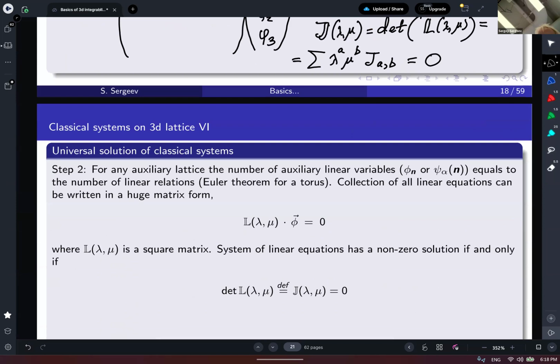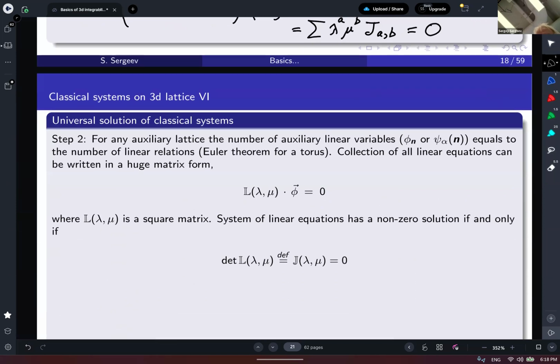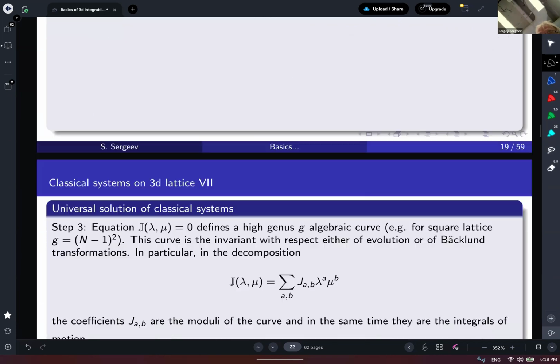All this is written below. So collection of all linear equations are written in matrix form. And we define in classical world determinant, J of lambda, mu. This determinant must be zero. And that's definition of what is called spectral curve. That's the most important main object for all classical integrable systems.